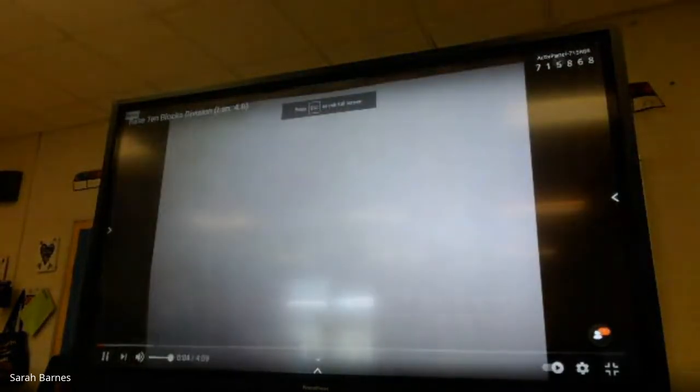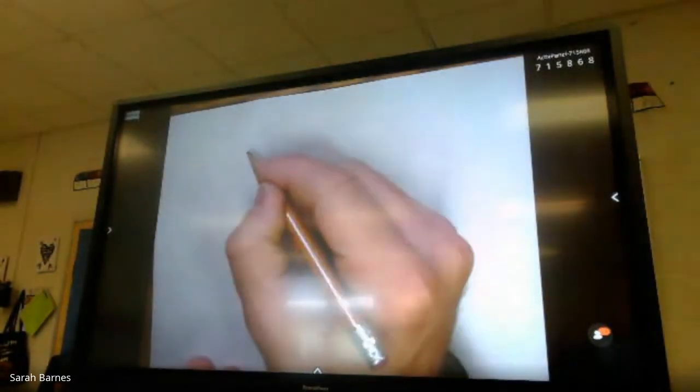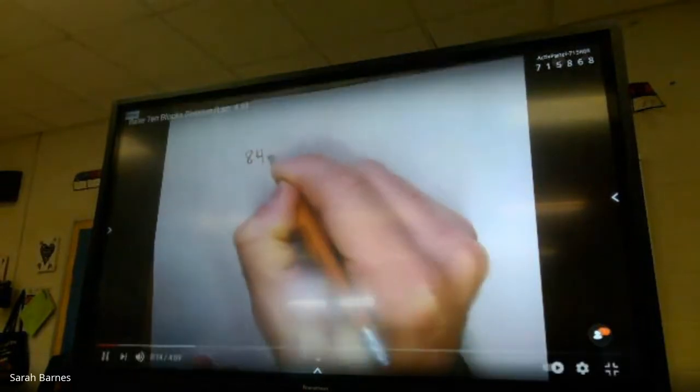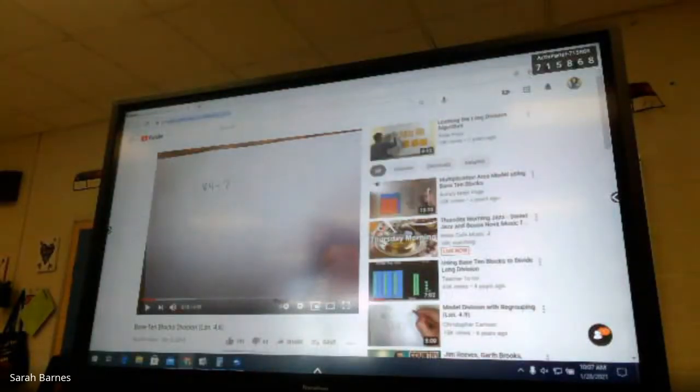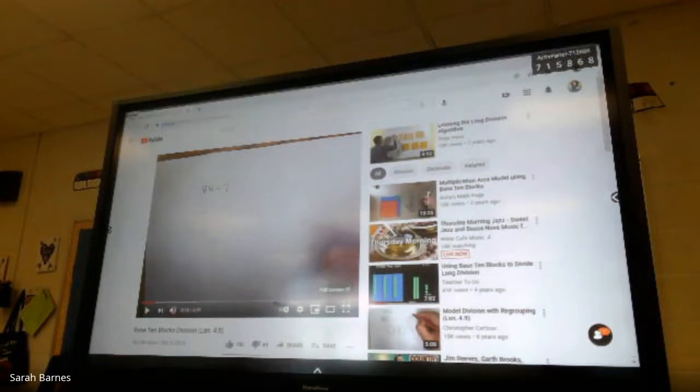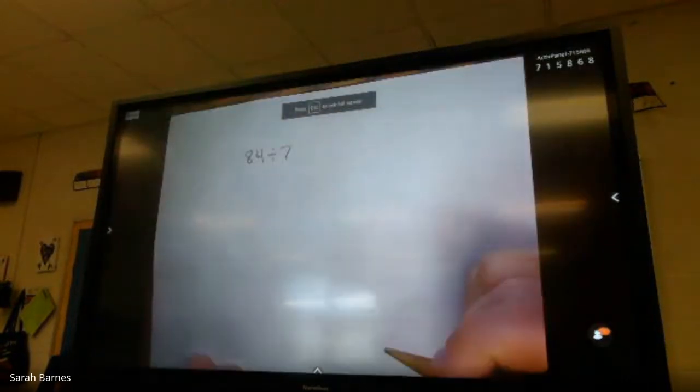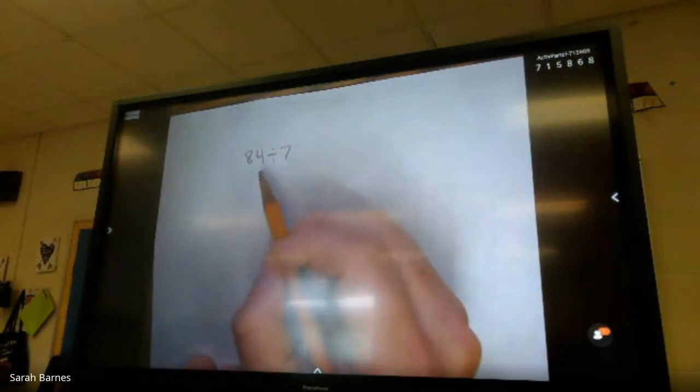Today I'm going to be showing you how to divide using base 10 blocks. The problem we'll be solving is 84 divided by 7 using base 10 blocks in order to solve.